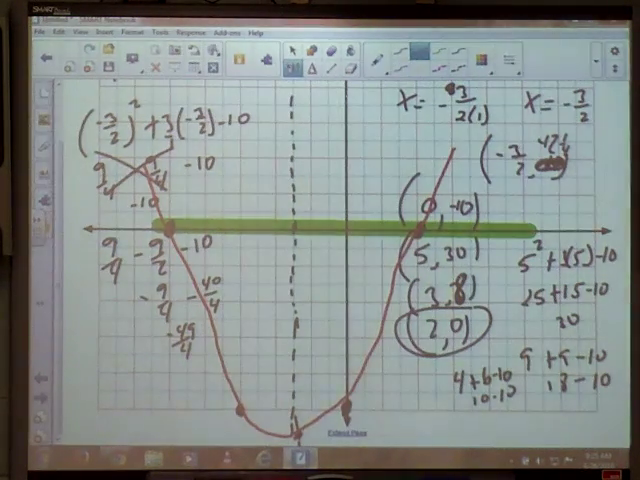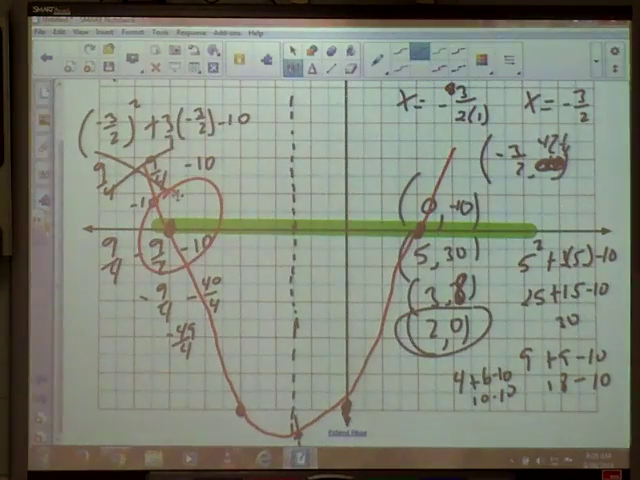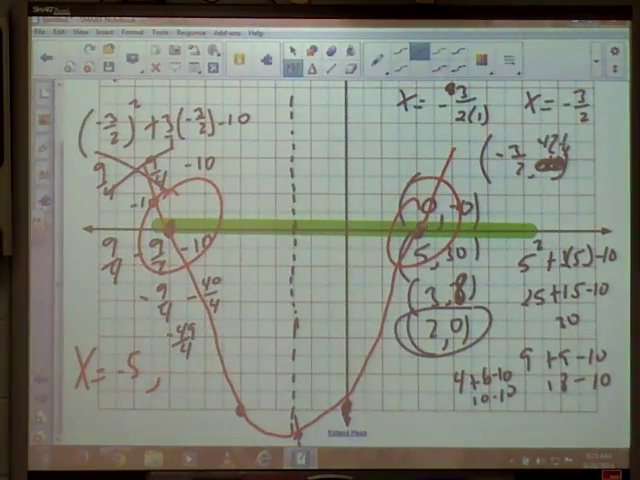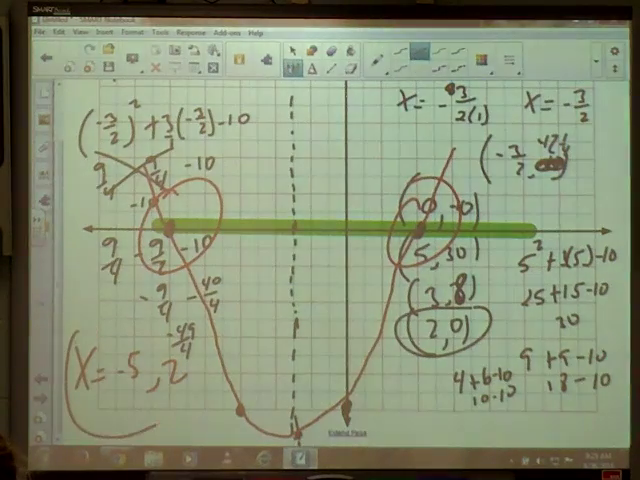Okay, we were looking for the 2 solutions. That is where it crossed the x-axis, so that's negative 1, 2, 3, 4, 5. So x is negative 5 and 2. There's your 2 answers, negative 5 and 2.